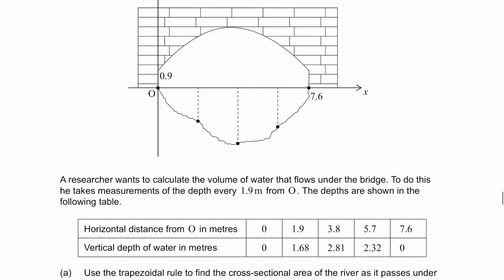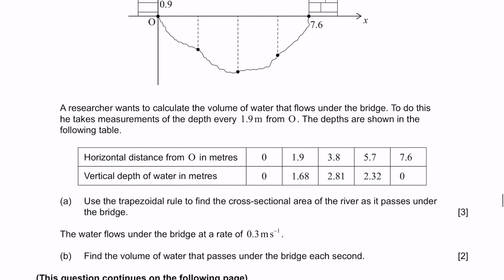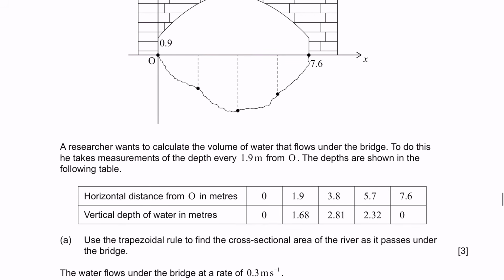So here we have the researcher taking an initial measurement when he is 0 meters, or right at the riverbank, and the depth is 0. 1.9 meters in, the depth is 1.68. Another 1.9 meters, or 3.8 meters in, the depth is 2.81, and so on. What they're asking us to do in part A is use the trapezoid rule to find the cross-sectional area of the river as it passes under the bridge. Okay. So we want to find essentially this right here, this cross-sectional area of the river.